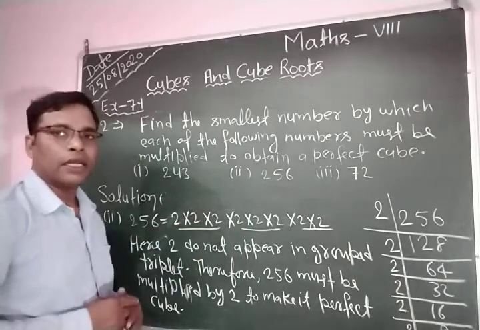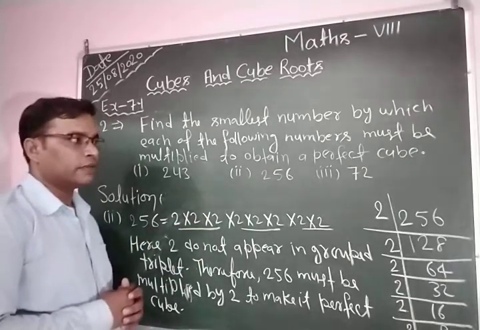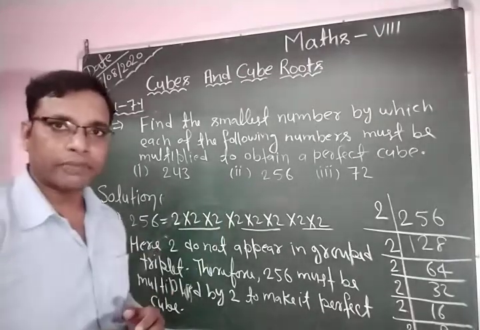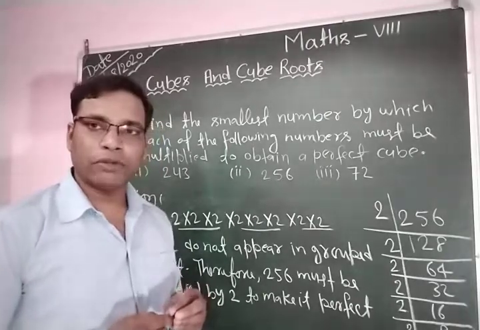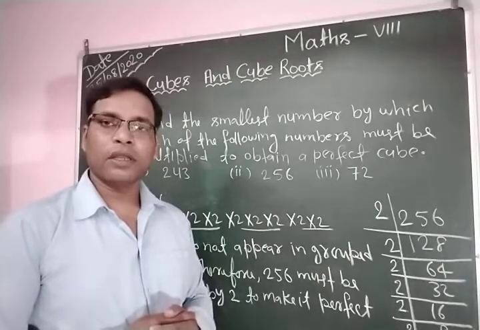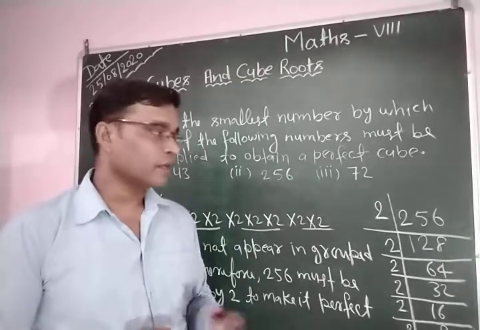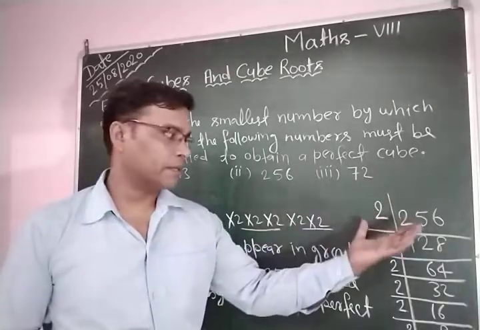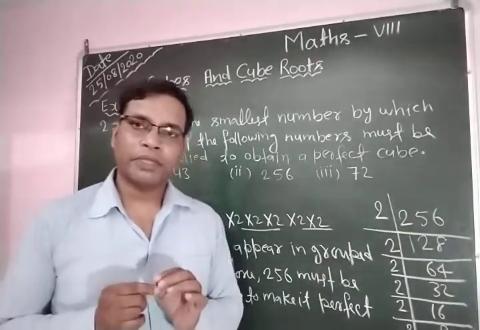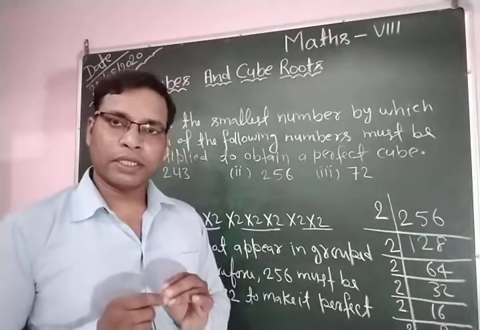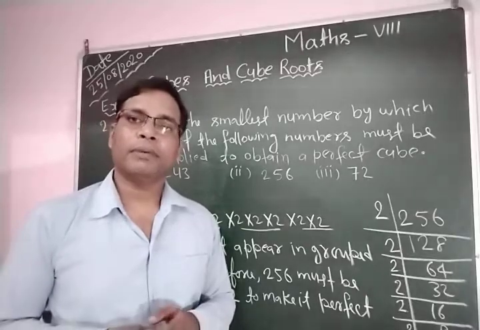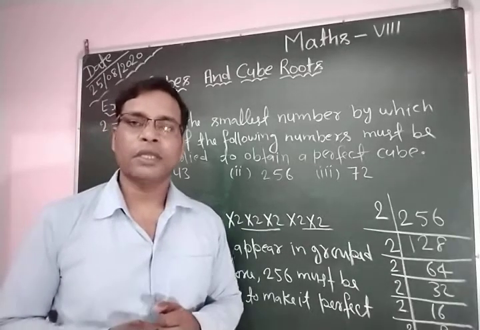The next question is the third part, and this is 72. We need to find the smallest number by which we multiply 72 to make it a perfect cube. For this, first we find the prime factors of the number, and after this we observe which prime numbers are not in a group triplet. Then you multiply to make it a group triplet. Then you obtain the perfect cube.